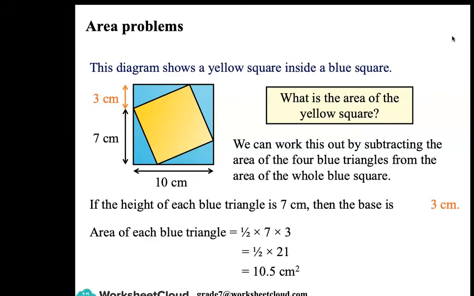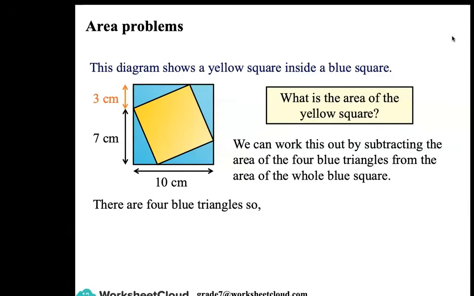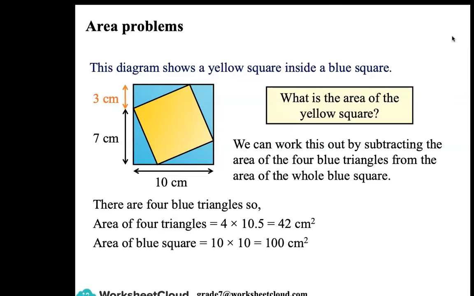If one blue triangle is 10.5 centimeters squared, then 4 blue triangles is going to be 10.5 times 4, which is going to give me 42 centimeters squared. And I know my area of the big blue square is 10 times 10 because all four sides of a square are equal. And then all I need to do is subtract 42 from 100, and that gives me an area of 58 centimeters squared for the yellow square.